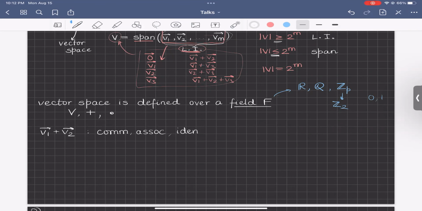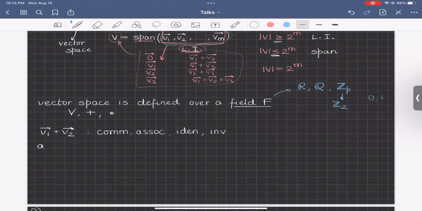There must be an identity element, which is a vector that, when added to any vector, just gives me back the vector. So V plus 0 is V. And then I should also have an inverse, which is, for every vector V, there should be another vector which, when added to V, becomes 0.